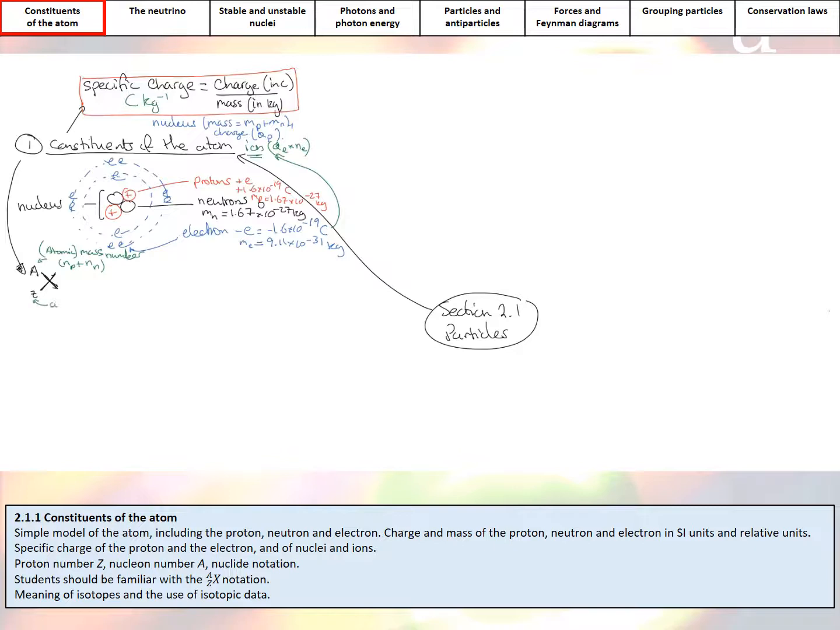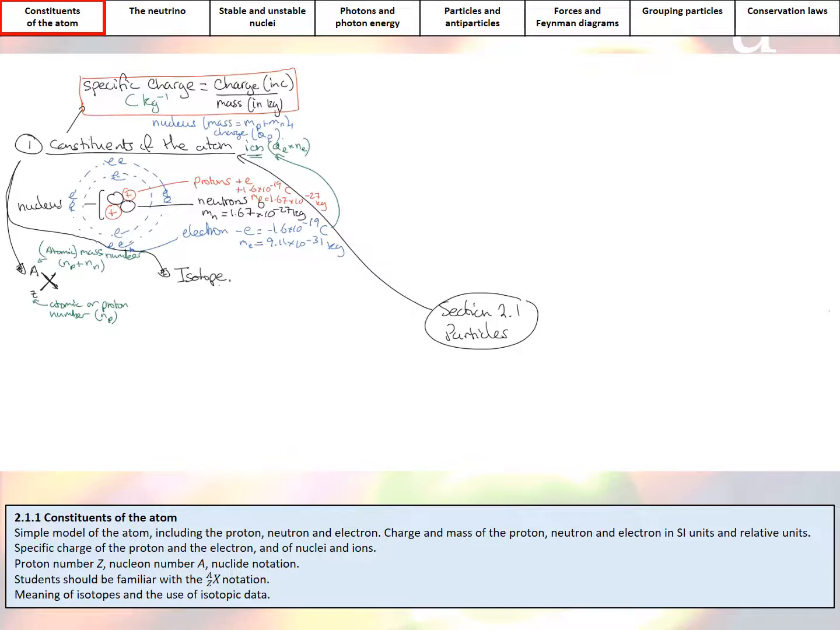And the bottom is the atomic or proton number, which is the number of protons in the nuclide. And the final thing you need to know from this lesson, which I shall squeeze in just here, is what an isotope is, and that was covered at GCSE, so hopefully you are fairly familiar with it.